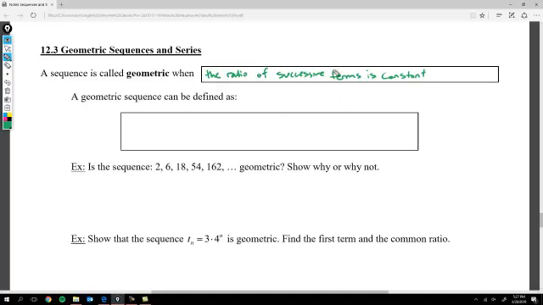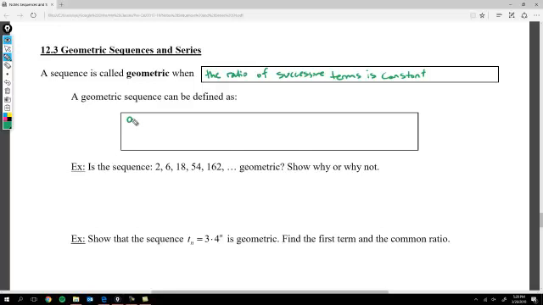What we mean by this is I should be able to take any term and divide that number by the term that came right before it. And I should get the same thing every time. And whatever you get when you divide is going to be called the common ratio.